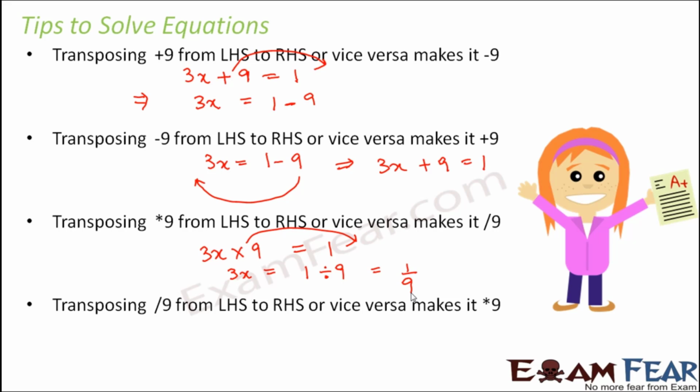In a similar way, if you are transposing divided by 9 from one side to another, it becomes multiplied by 9. Like you have 3x is equal to 1 by 9. So if you want to move this 9 to this side, then it becomes 3x into 9 is equal to 1. So the simple tip that you need to remember is whenever you transpose a number from one side to another, plus sign becomes minus, minus sign becomes plus. Multiplication sign becomes division, division sign becomes multiplication. So that is the simple approach.